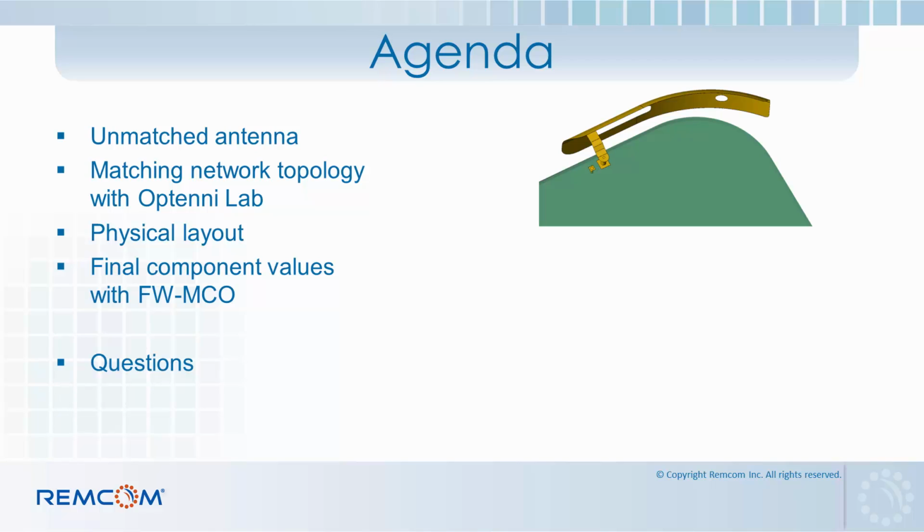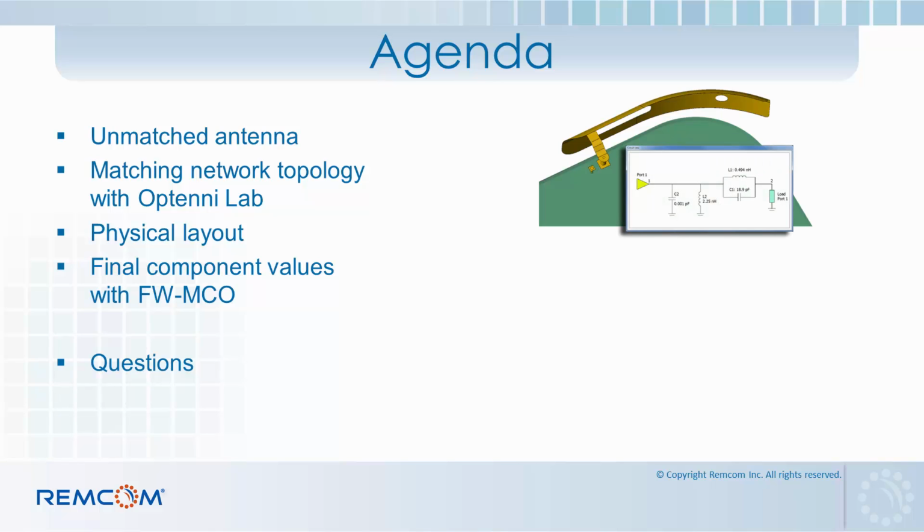Once we have that antenna, we're going to run an FDTD simulation and compute S parameters and efficiency for it. And so that's basically the first step where we characterize the unmatched antenna. Once we have that characterization, we're going to synthesize a matching network topology using Optenni Lab. Optenni Lab is a third-party software package that XF integrates with.